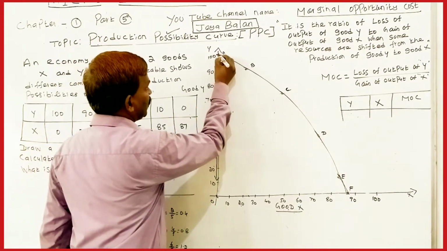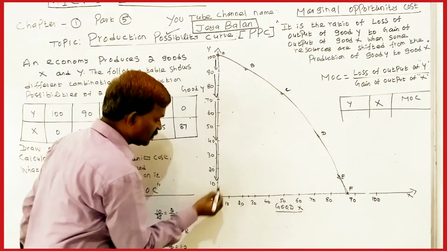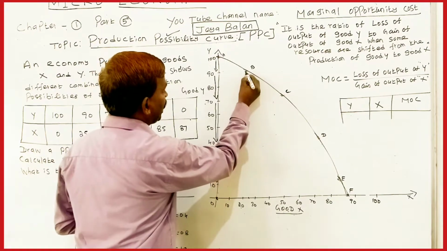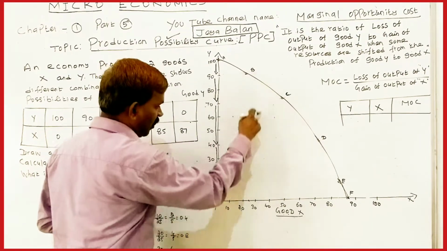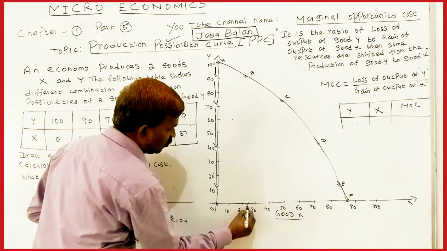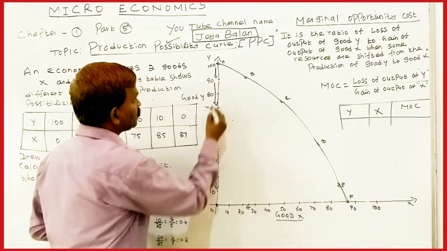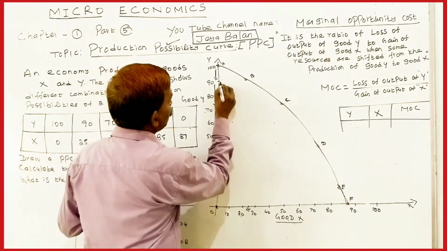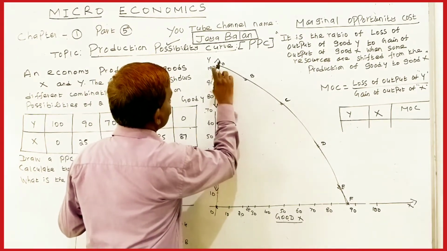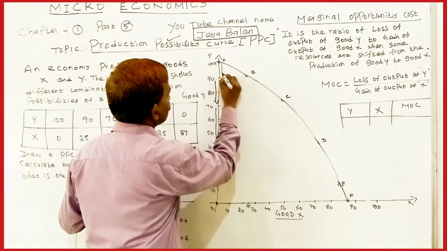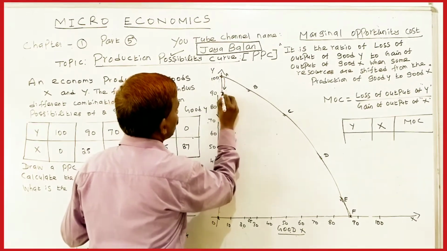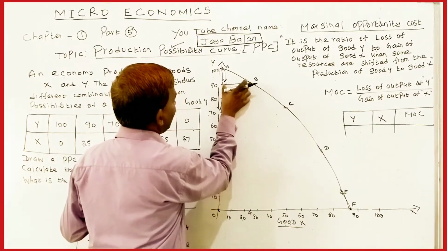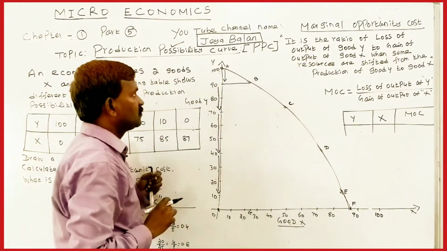Now you see that when the production of good Y was 100 units, the production of good X was 0. Now what has happened at this point? At this point, you see here, 25 units of good X are produced and only 90 units of good Y are produced. Therefore, you have to see here. What is the loss? This is the loss. But what is the gain? This is the gain. You see this? This is the gain and this is the loss. Right?